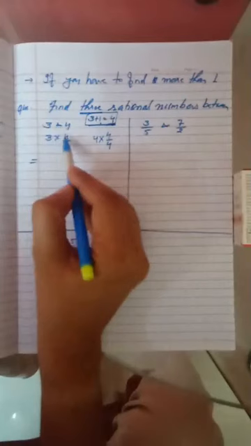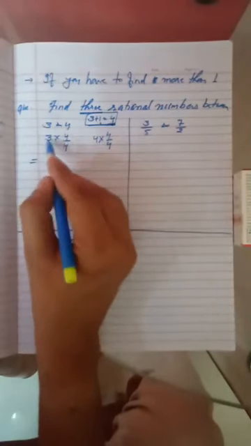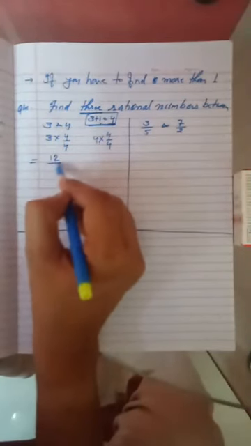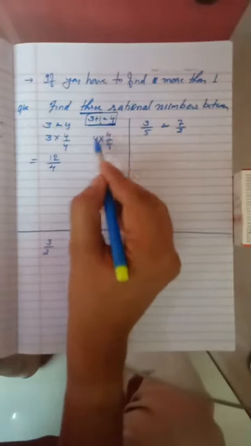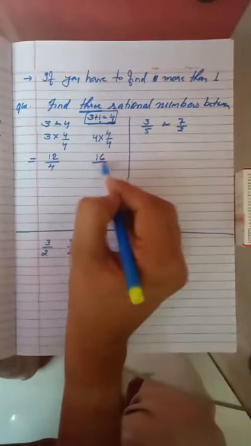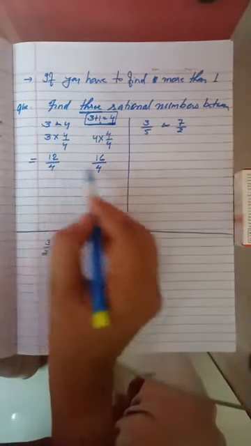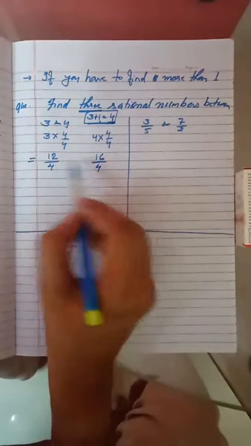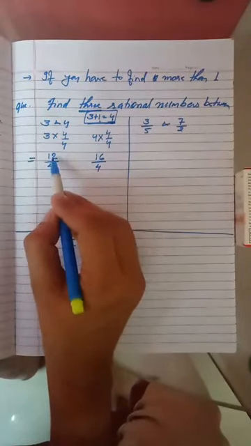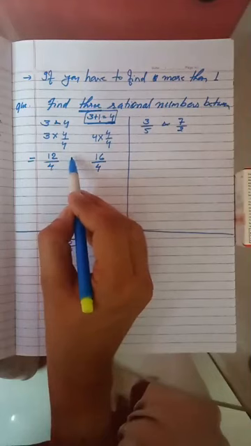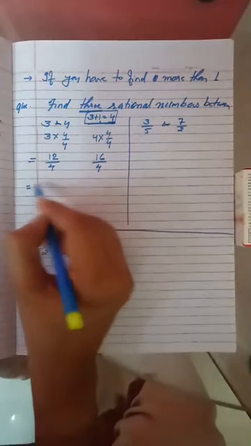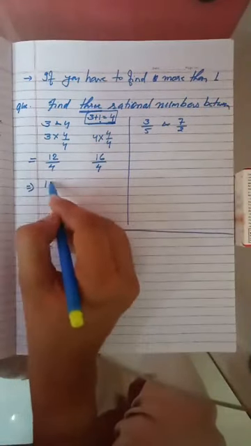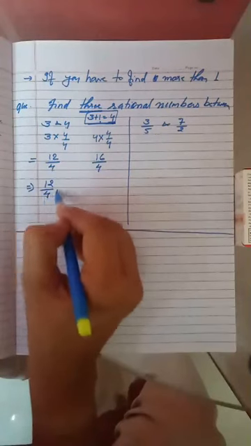Okay, now multiply both the numerator, 3 into 4, 12 divided by 4. Multiply both the numerator, that is 16 divided by 4. Now both the denominators are same, so you can write between this number 12, then after 13, then after 14, then after 15. Okay, you can say 12 upon 4 is your given number.